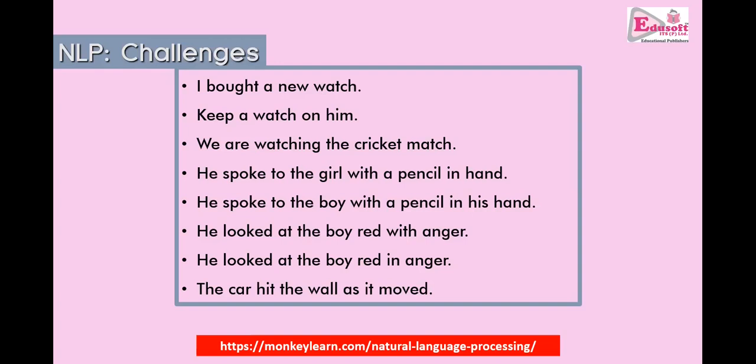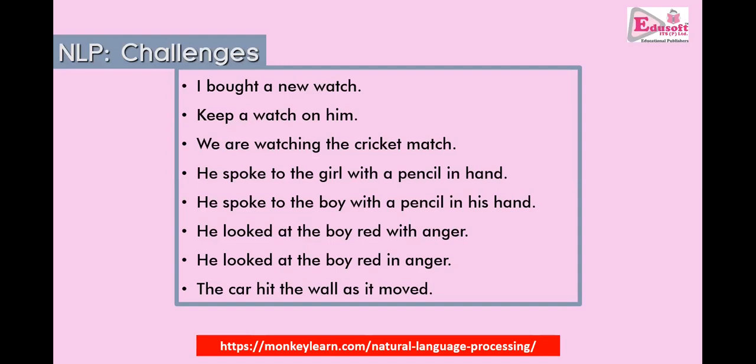Similarly, there are other ambiguities like he spoke to the girl with a pencil in hand. Whose hand the pencil is in? The person who spoke or the girl? So these kind of ambiguities are very difficult for a machine to figure. He spoke to the boy with a pencil in his hand. Now, more ambiguity here. Which man? The person who is speaking or the boy?